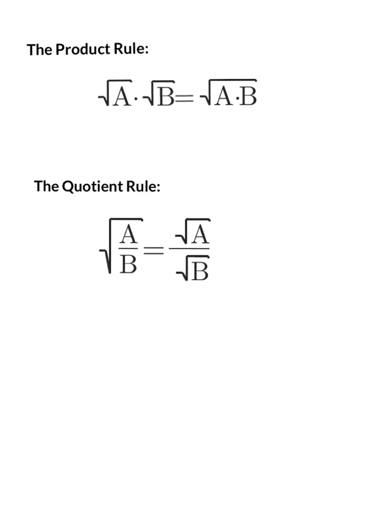The other rule we have is the quotient rule. And this quotient rule says if we have the square root of a over b, we can separate this into the square root of a over the square root of b. Same thing, we can either go from left to right or right to left. We can combine or we can separate.